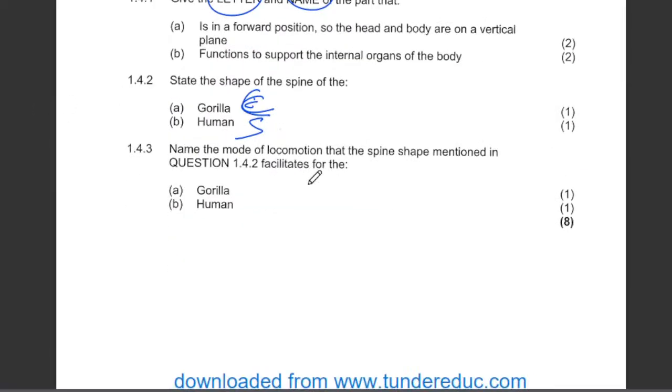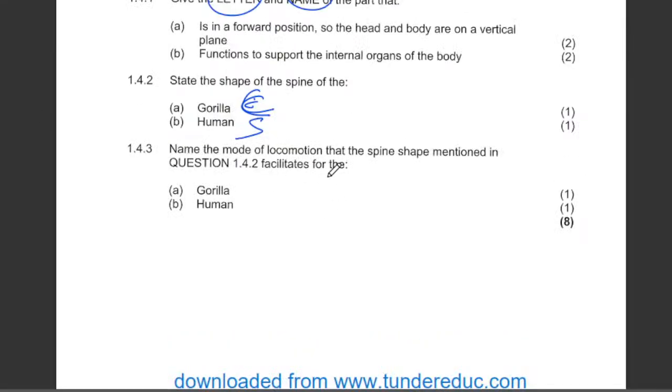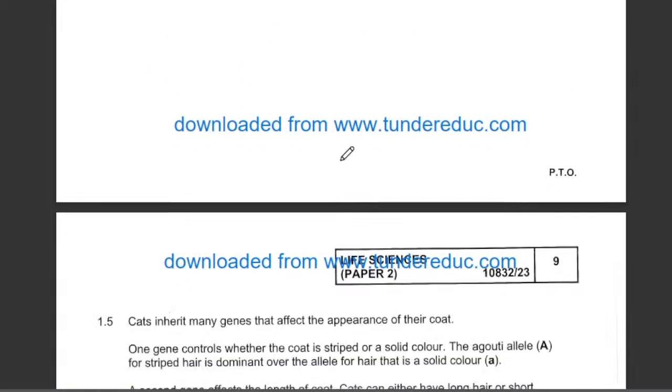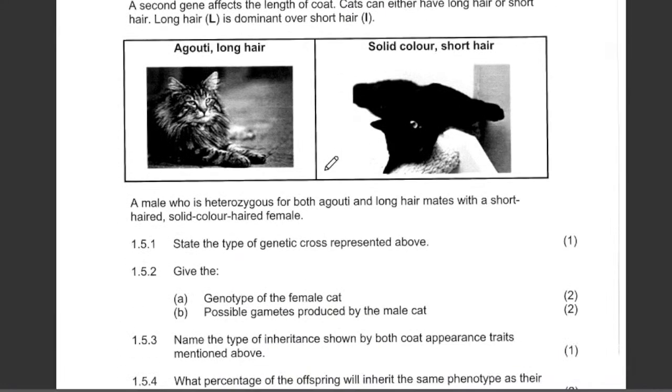Then they're saying name the mode of locomotion the spine has. Check. You see that here we say it's quadrupedalism, and then this is bipedalism. So those are the answers for that. So it's quadrupedalism here, and then this is bipedalism. I repeat, before you go to your final exams, please use the distinction material. You will never regret it.